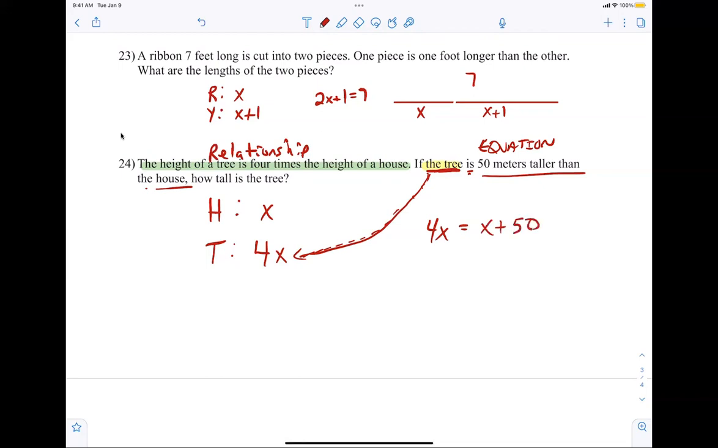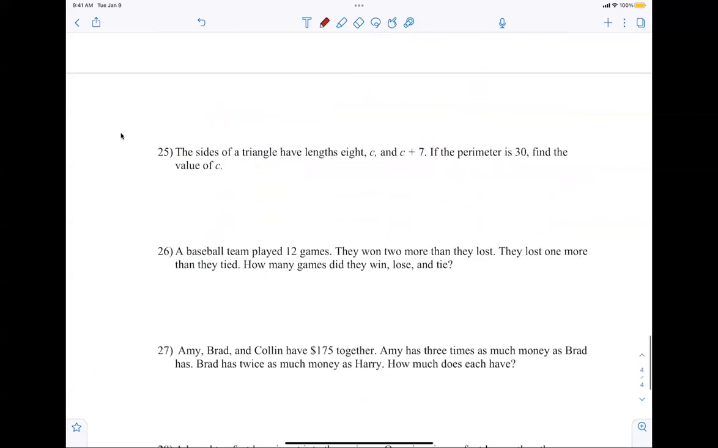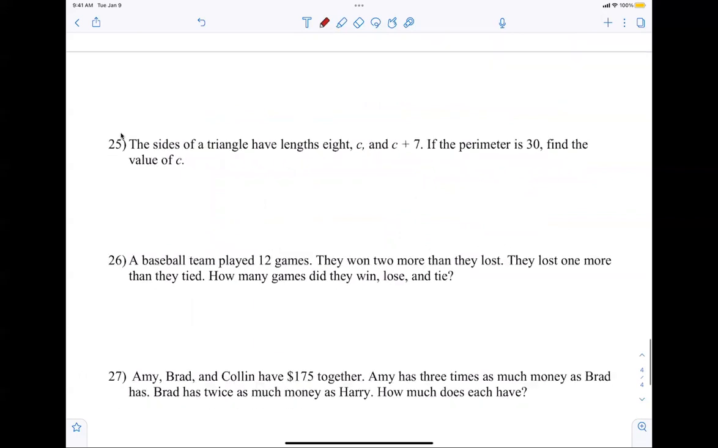Oliver, come on now. I want you to stay with me. I'm not upset. I'm breaking it down for you now. So I know you're having trouble with this. Are you okay with this step right here, buddy? So 50 meters taller than the house is x plus 50, and then the relationship is 4x. And now they're equal. Do you agree? I don't see how that's equal yet. The tree, oh, yeah, they are equal. All right, good. Now let's go to 25.